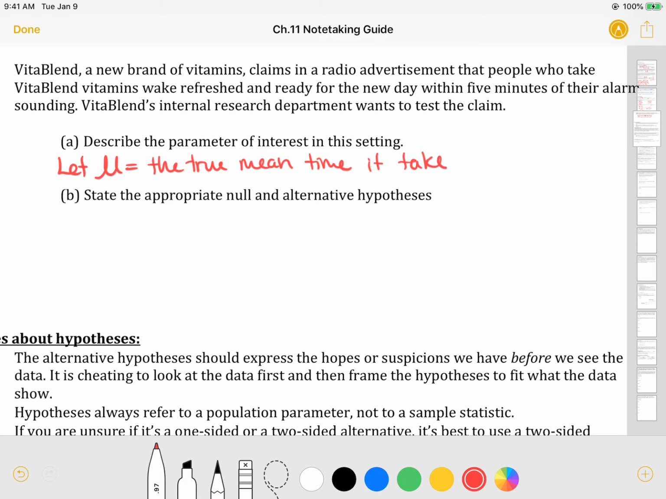So the true mean time it takes to wake refreshed after consuming VitaBlend. Okay, so let's see here. They want to test this claim. Is it in fact true that people will wake?